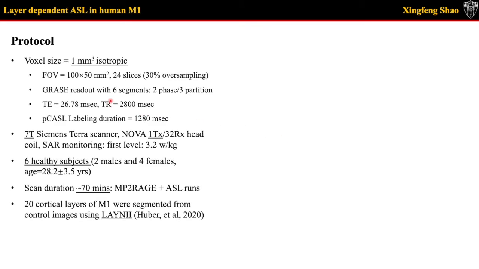High spatial resolution ASL images were acquired with 1 mm isotropic voxel size at 7 Tesla using a single transmission coil. We have scanned 6 healthy subjects, and each scan duration is about 70 minutes. 20 cortical layers of M1 were segmented using LAYNII.